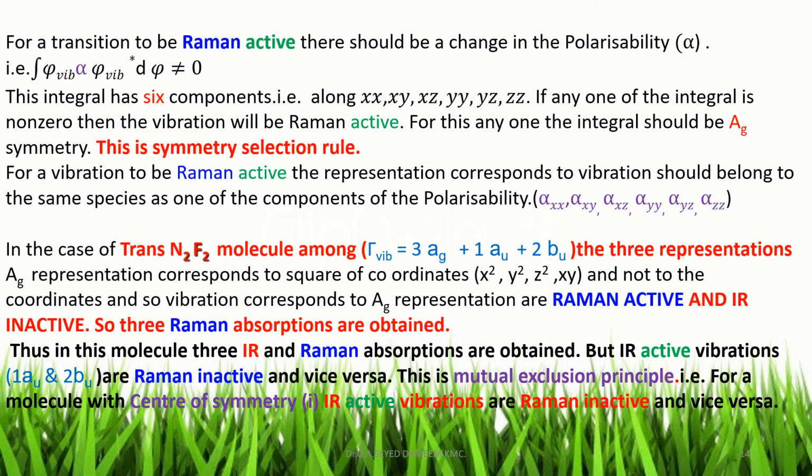Thus, in the trans N2F2 molecule, three IR and three Raman absorptions are obtained, but the IR active vibrations, that is Au and Bu, are Raman inactive and vice versa. This is called the mutual exclusion principle. That is, for a molecule with a center of symmetry i, IR active vibrations are Raman inactive and vice versa. These are about the application of group theory to the vibrational spectra of the water molecule and trans N2F2.